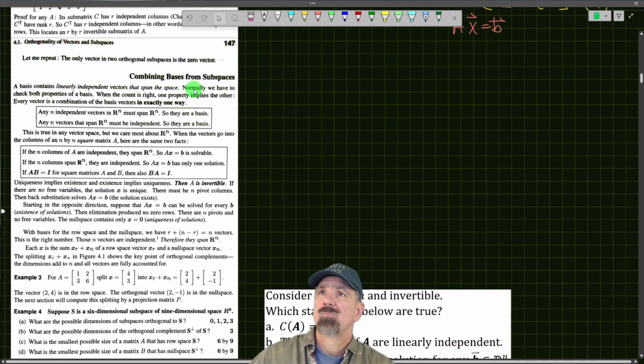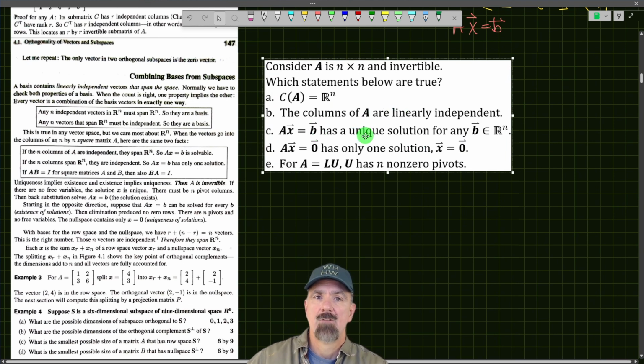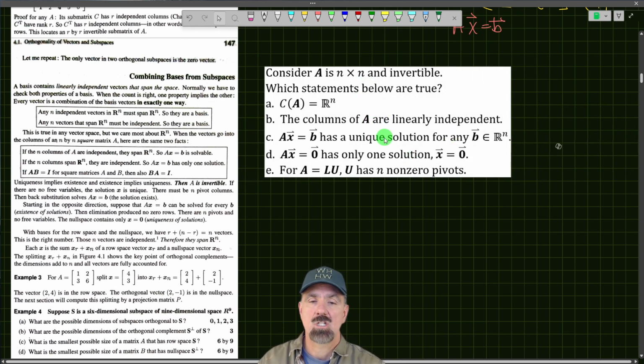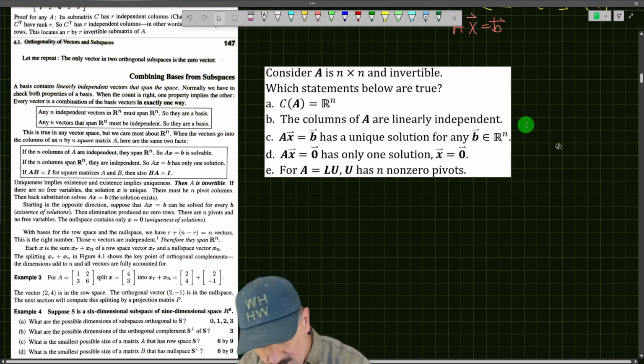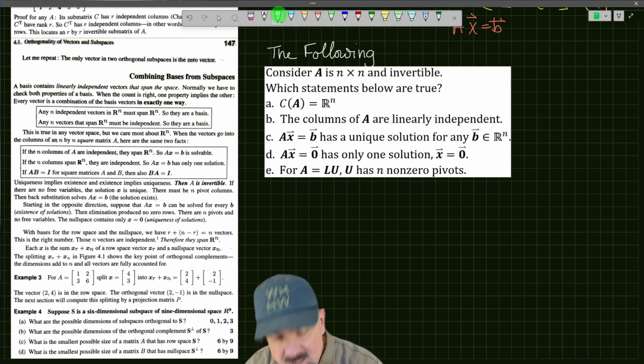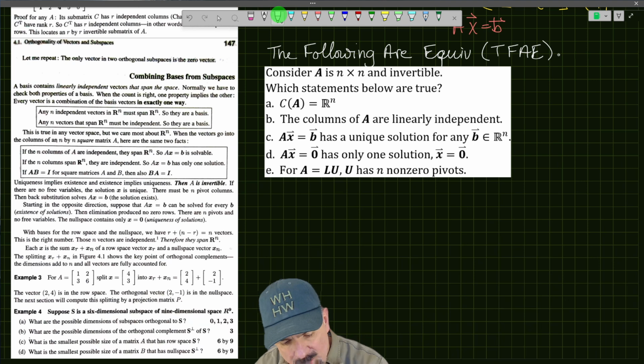All right, so this last piece here, combining bases of subspaces, is really a repetition of, and perhaps you remember this, the following are equivalent. So we talked about this when we went through these questions. I've just copied this out of the participation questions we went through. And this is the following are equivalent, which means if any one of these statements is true, they're all true. We often abbreviate that as TFAE, the following are equivalent.